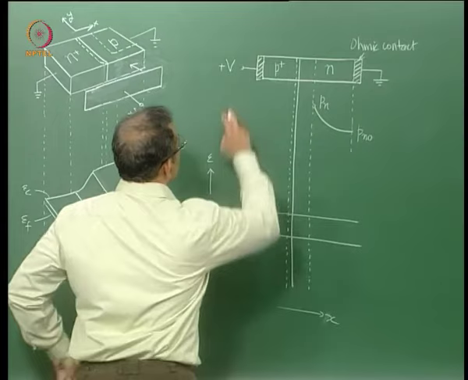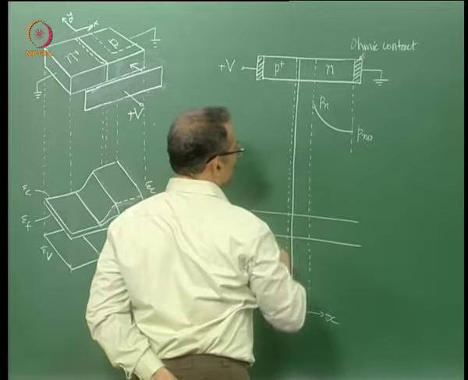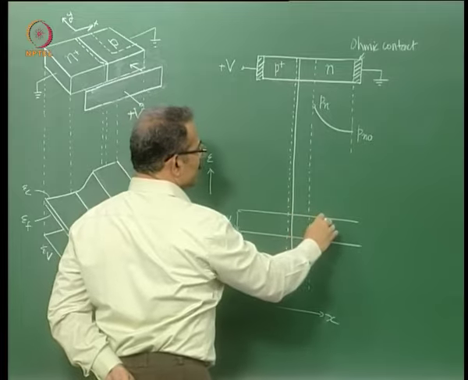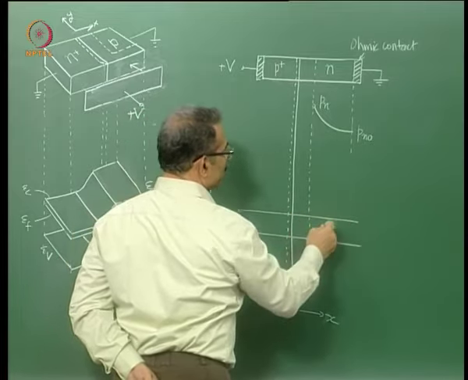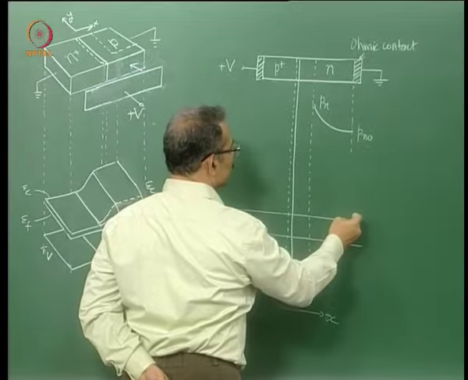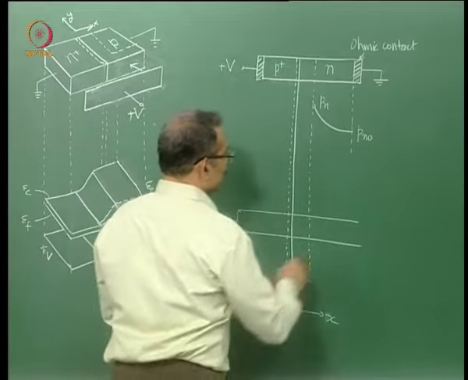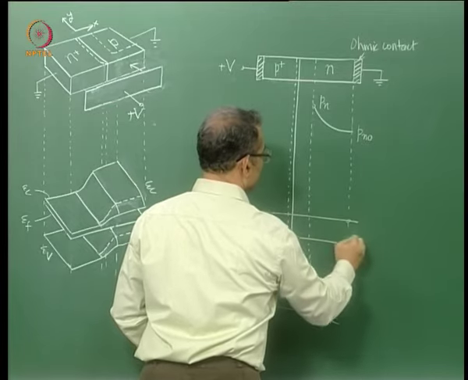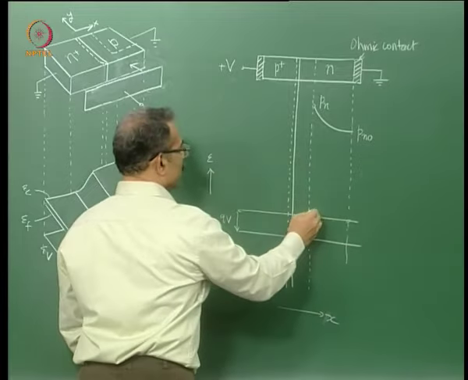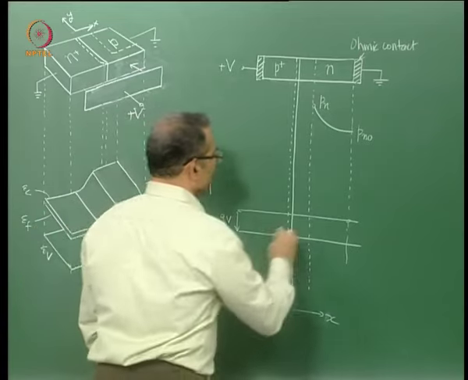So when applied bias is small, the currents are also small, and therefore the gradients in EFN and EFP would also be small. So therefore we can assume EFN and EFP to be approximately constant in the neutral regions. So EFN, let us say this line therefore shows the EFN as a constant line because current is small.